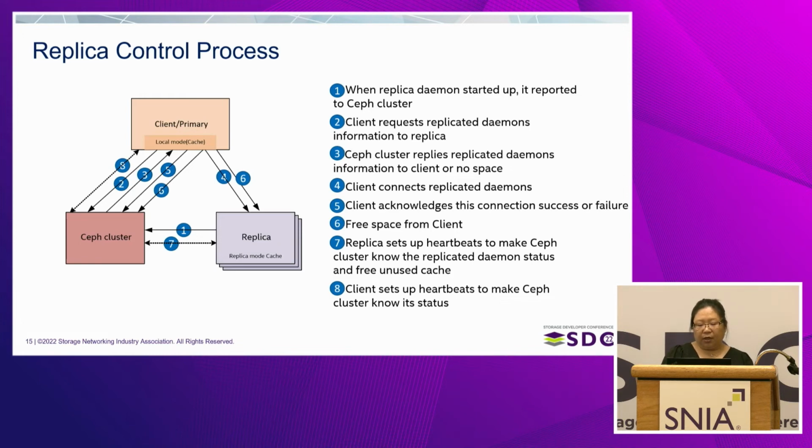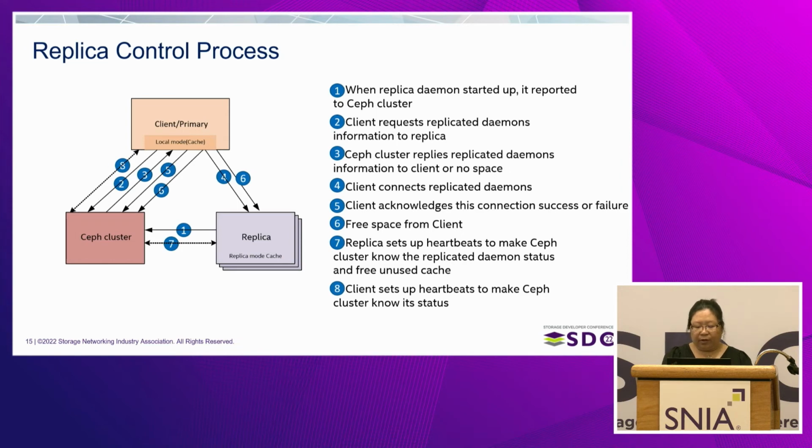kind of control. The second one is that the client requests the replicated daemon's information from the Ceph cluster. The third one, the Ceph cluster replies with the replicated daemon's information to the client, or there's no space. The fourth control is that the client connects to the replicated daemon to ask the replica to allocate the cache space for the primary client.